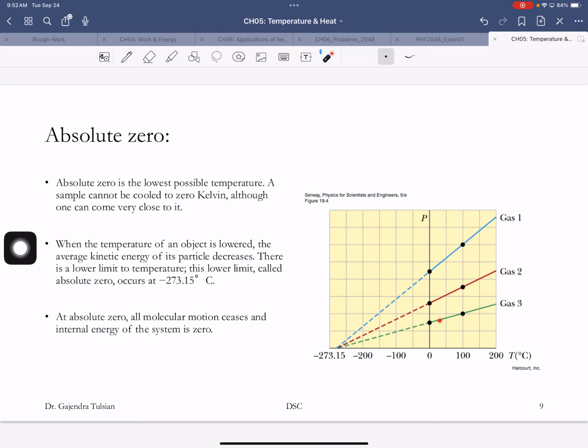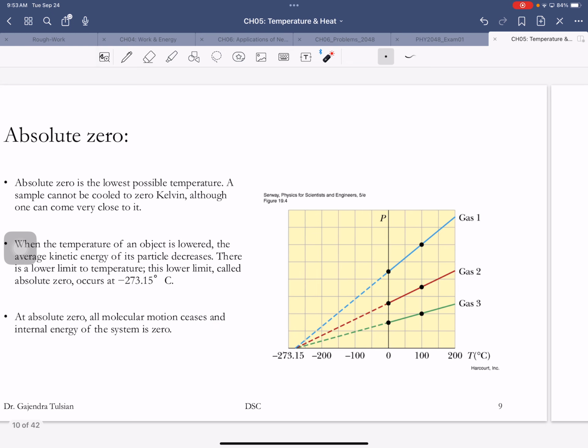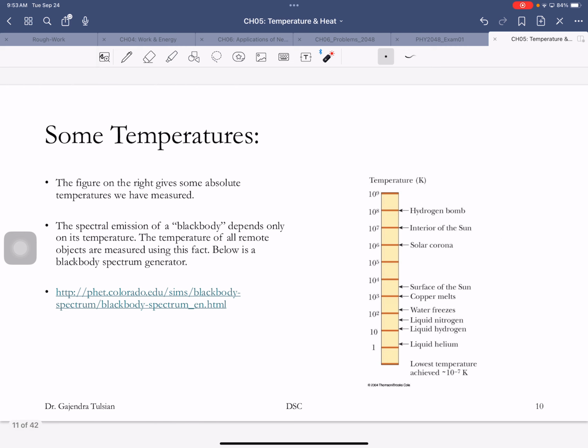So as you cool down the gas, the pressure goes to zero at the same point. That is when all molecular motion has ceased. So at absolute zero, all molecular motion ceases and the internal energy of the system is zero. Now that we have talked about temperature, again, temperature measures the internal random kinetic energy per particle. Now let's look at some of the temperatures we have measured.